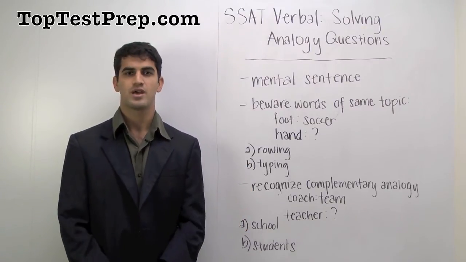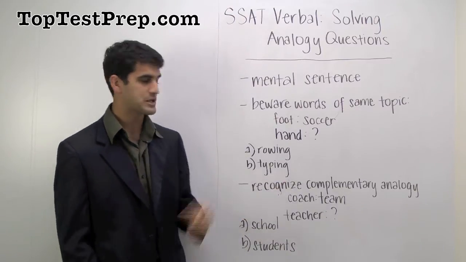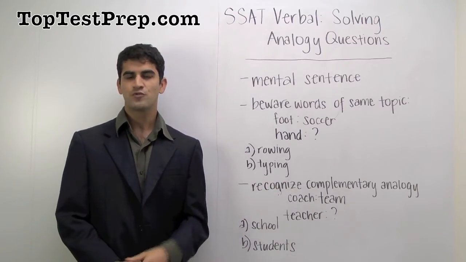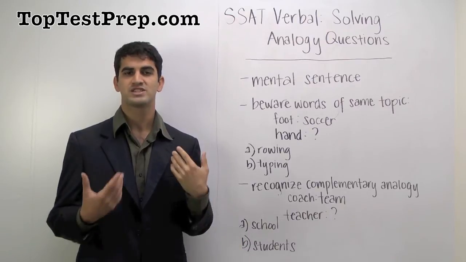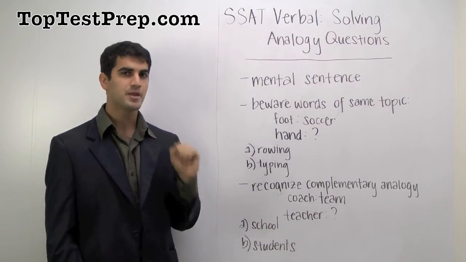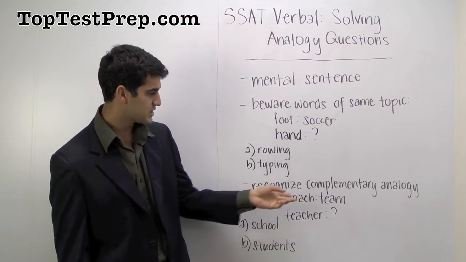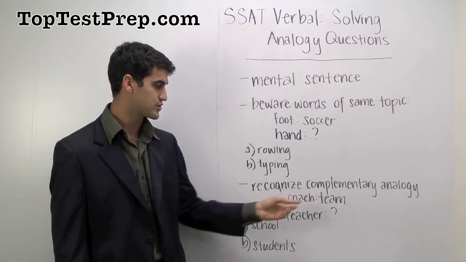A third major tip that I want to give you is to recognize complementary analogies. Now let's say that you've gone through the rest of your process and you've still been unable to come up with the right answer. By recognizing complementary analogies, you could actually come up with the right answer as a different tip. So let's say your question was coach is to team as teacher is to what?